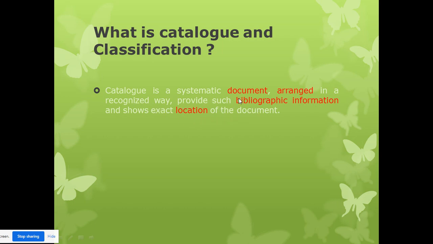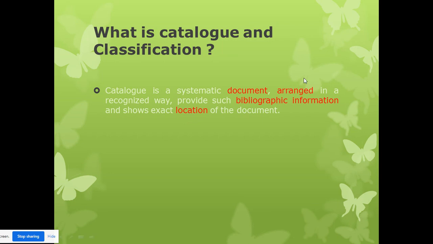A catalog is a systematic document. Remember, it is systematic. Why? Because many library operations are enabled or implemented on it. Just remember these four things: document, arrange, bibliographic information, and location. If you remember these four things, then you can easily define what a catalog is.